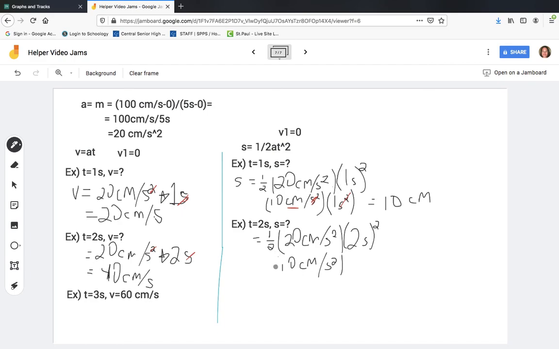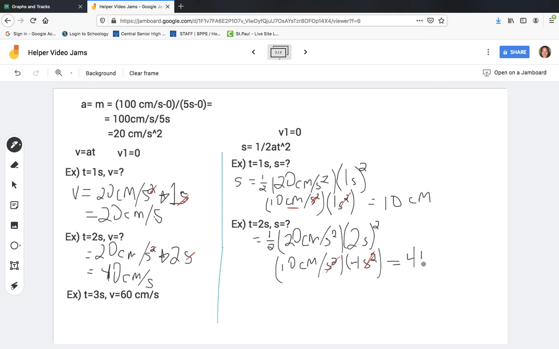And then this is multiplied by 2 squared, which is really 4 seconds squared. And now our seconds cancel out. And now we have 40 centimeters. 10 times 4 is 40.